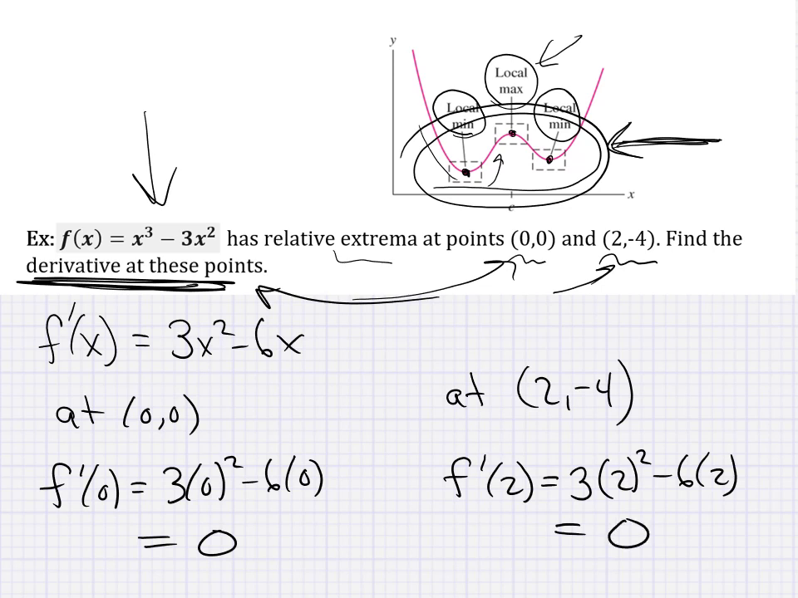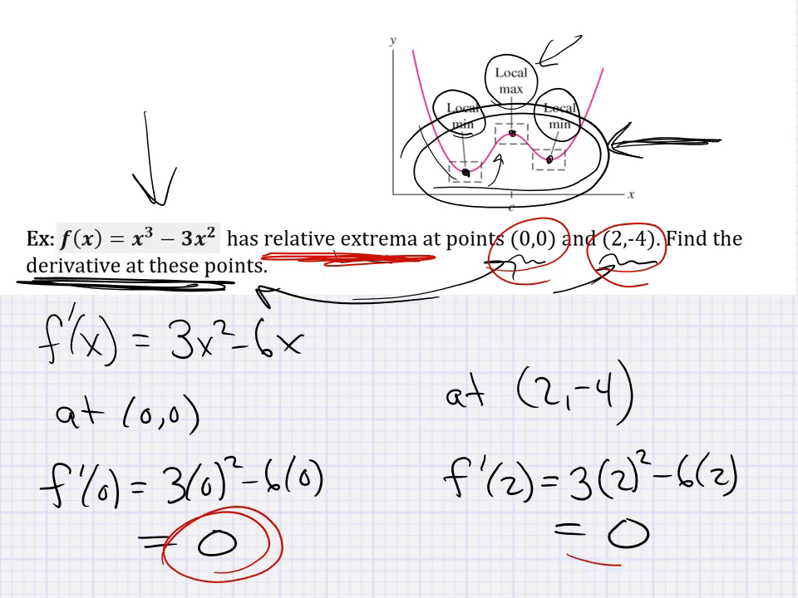And this is no coincidence. The fact that this point and this point are relative extrema, now we don't know whether they're maximums or minimums, but this question says these are relative extrema. And seeing that the derivative ends up being 0 in both cases is going to lead us into figuring out how to find these local max and mins. It's a little more involved than that, but that's the start.